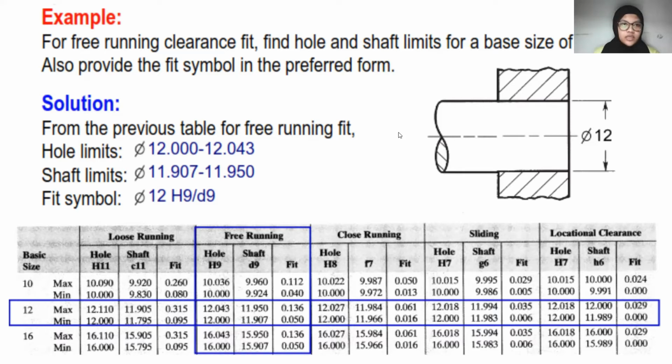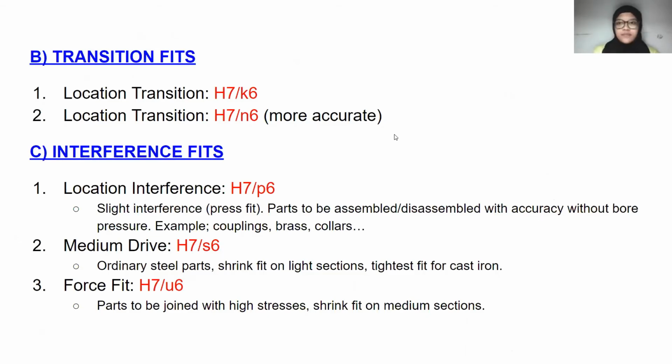The hole limit is 12 to 12.043. The shaft limit is 11.907 to 11.75, and the fit symbol is 12 H9D9. So this is the example for free running clearance fits. Okay, I think that's all from me. I'll pass to Iyad to explain the other two.